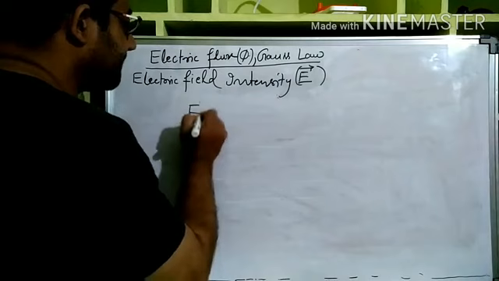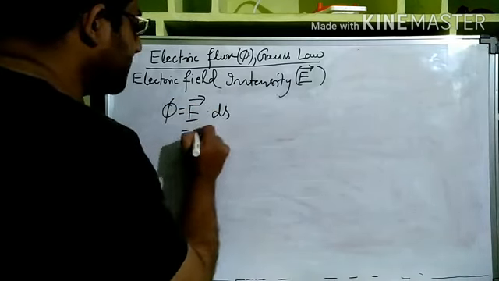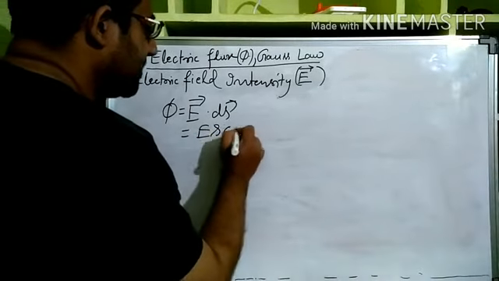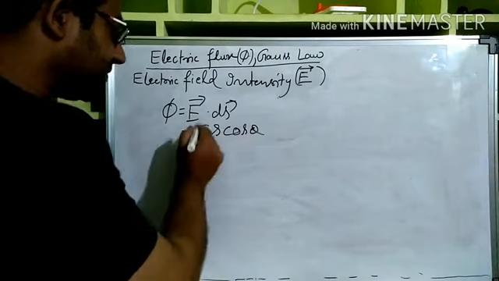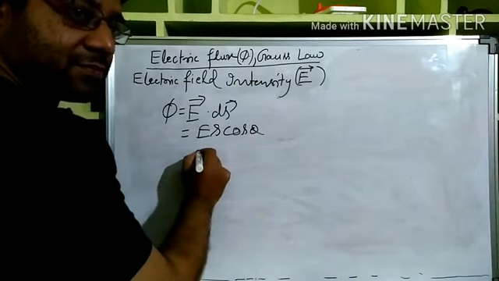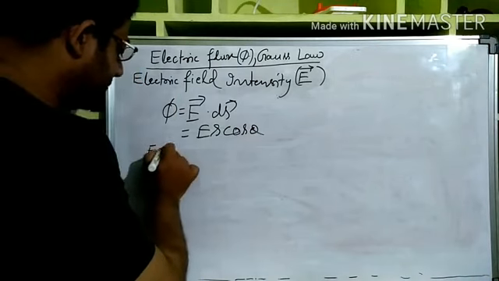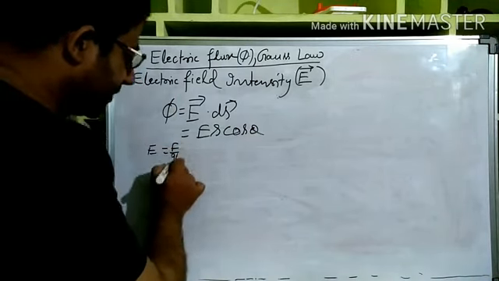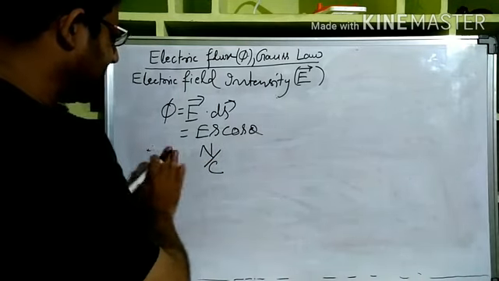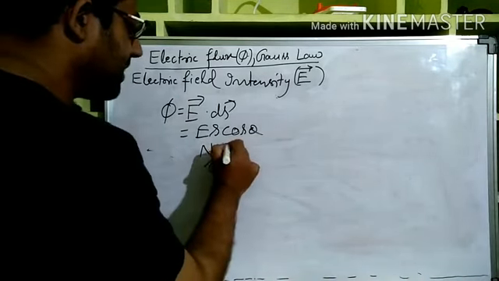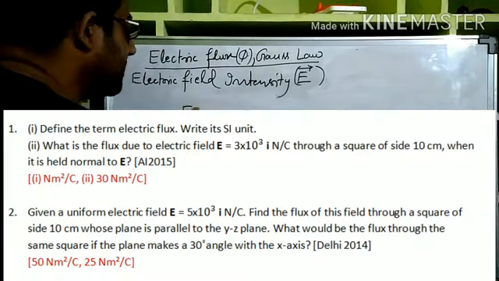We said flux phi is equal to E dot ds or E s cos theta. Anyway, cos theta is just a number. E s, what is the unit of E? Isn't it Newton per Coulomb? E is equal to F by Q, you remember? So Newton per Coulomb multiplied by S. S is area, so meter square. So Newton meter square per Coulomb is the SI unit of electric flux.